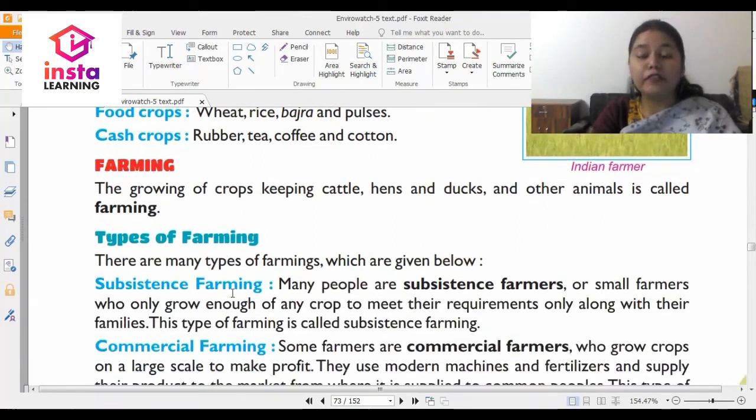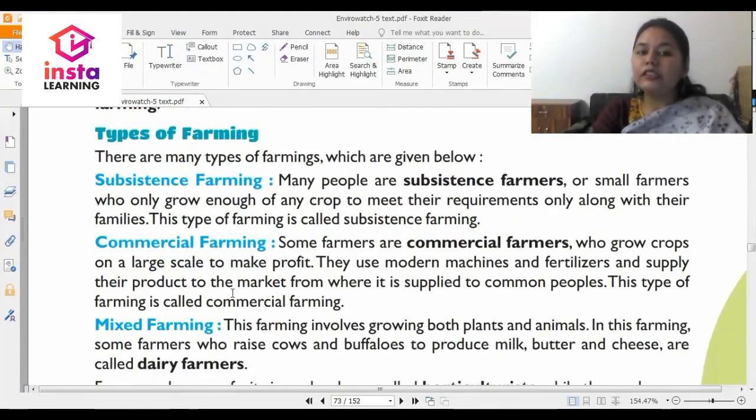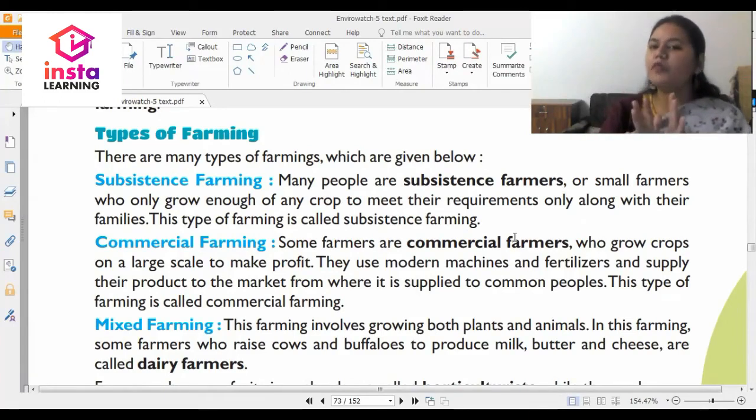So what are the types of farming? These are the various types of farming that are practiced. First is subsistence farming. That is, small farmers who only grow enough of any crop to meet the requirement of their families. So this is called subsistence farming. To sustain themselves, whatever amount is required for the family, when a farmer grows almost that much amount of crop, it is called subsistence farming.